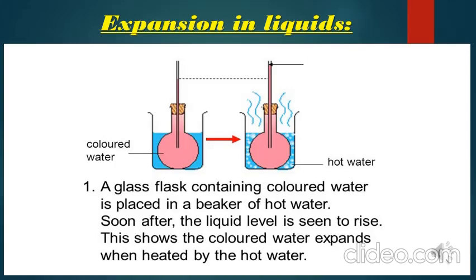Another best example of expansion in liquid is the thermometer. Students, as you know, mercury is present in the thermometer. It is in liquid state. What happens when you have fever? The level of mercury rises. When your body temperature is high, because of that heat, the level of mercury rises in the thermometer, and by observing the level of mercury you can check how much temperature, how much fever you have.